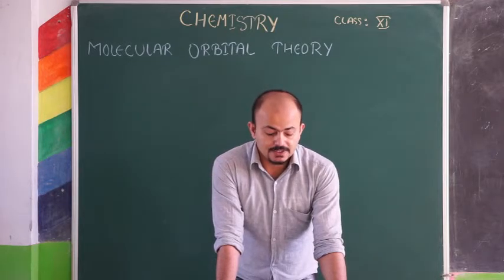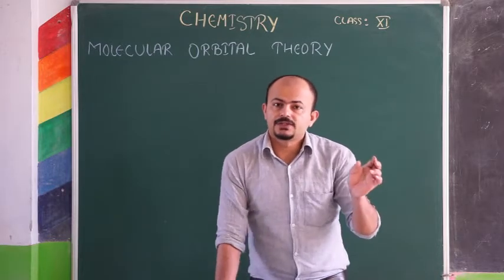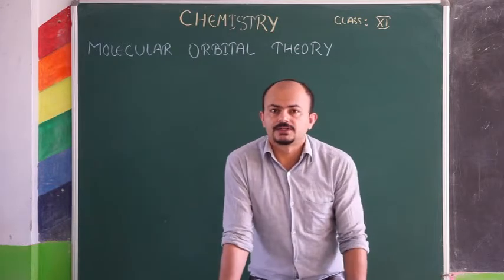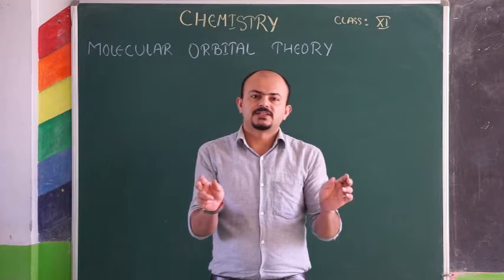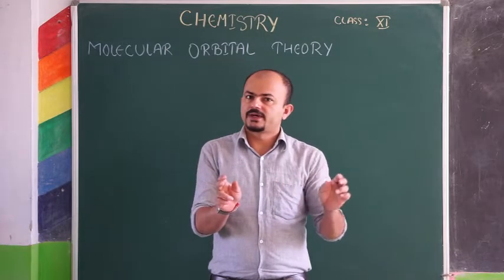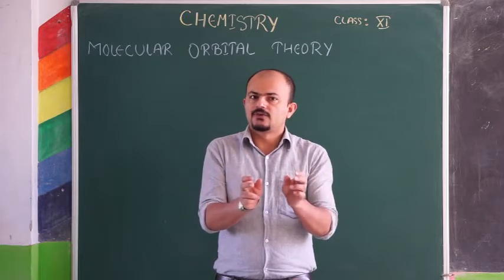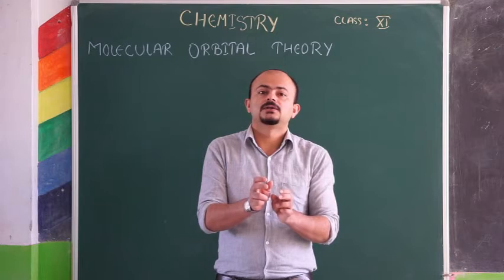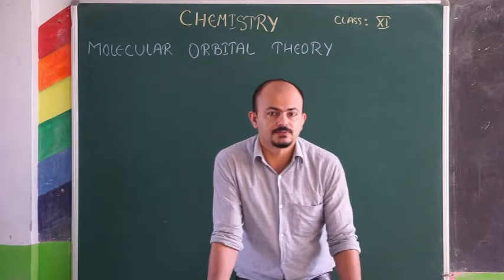Third point, when a set of atomic orbitals combine to form molecular orbitals, the number of atomic orbitals will always be equal to the number of molecular orbitals. Suppose 1s of one atom and 1s of another atom are combining to form molecular orbitals, then how many molecular orbitals will you have? 1 plus 1 will be 2. Two molecular orbitals are obtained.